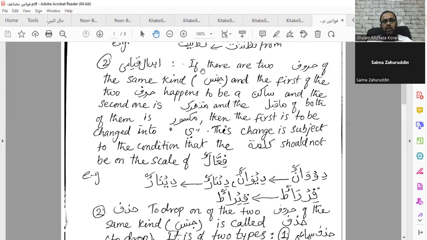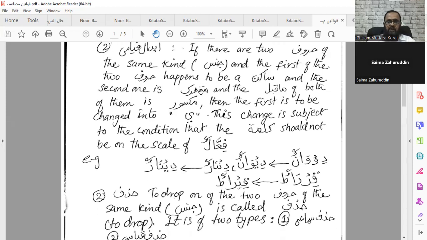then the first is to be changed into ya, not the second. This first one is sakin. This change is subject to the condition that the kalima should not be on the scale of fi'al, with tashdeed on the ain. If it is not on the scale of fi'al, then the change will take place. There are three examples over there before repeating the rule. I'll go through the examples.